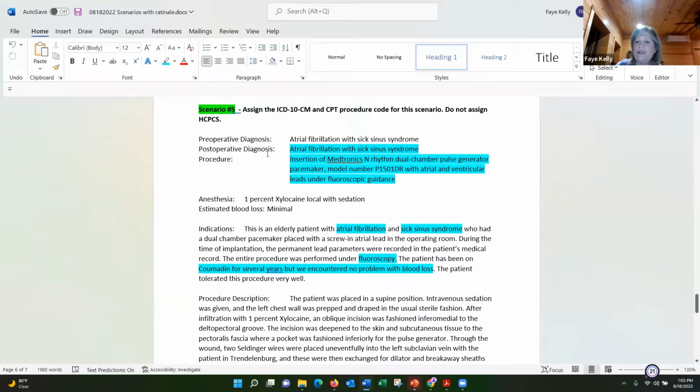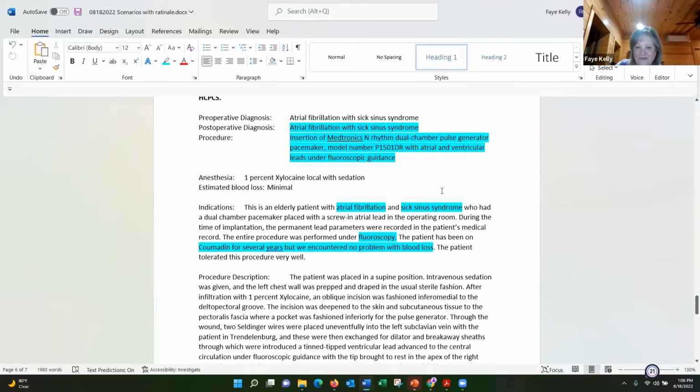We have a pre and a post operative diagnosis of atrial fibrillation with Sick Sinus Syndrome. We have a procedure documented as insertion of Medtronic's InRhythm dual chamber pulse generator pacemaker, and it provides the model number with atrial and ventricular leads under fluoroscopic guidance. So all of that is important in capturing your code, which all of you did correctly.